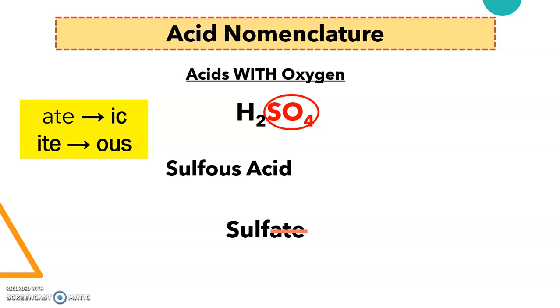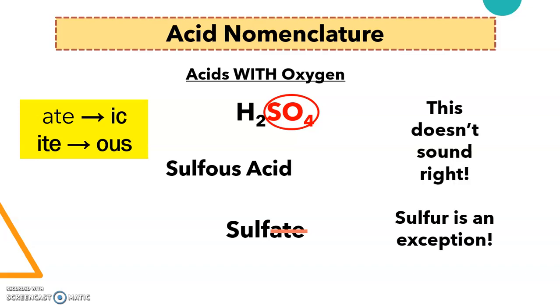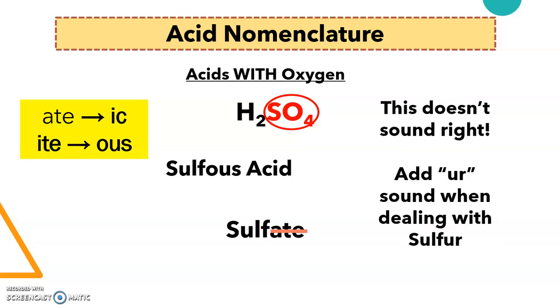That should be sulfic acid. I'm sorry that I have the wrong ending on there. But it still doesn't sound right. And remember, that's because sulfur is an exception to the rule. So we need to add in that extra syllable. Sulfur, and it should say ic, sulfuric acid. Sulfuric acid. We just needed to add in that extra syllable with sulfur.